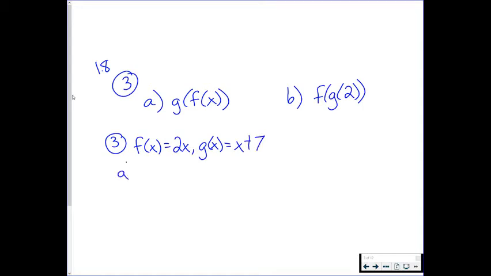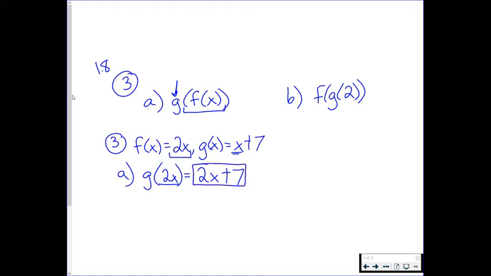So for part A, g is the outside function. F of x is the inside function. So inside here, I'm going to put 2x. What that means is everywhere I see an x in the g function, I'm going to put the 2x in its place. So this is 2x plus 7. And that's all that evaluates to be. I took f, plugged it into the g function, and I can't simplify. So we're done with that one.